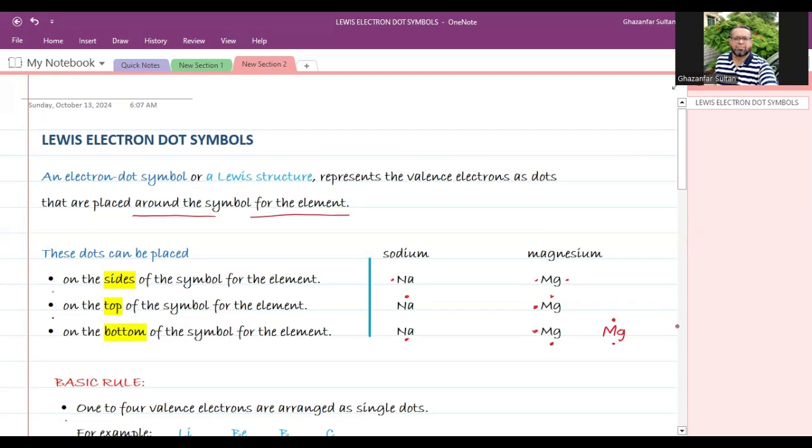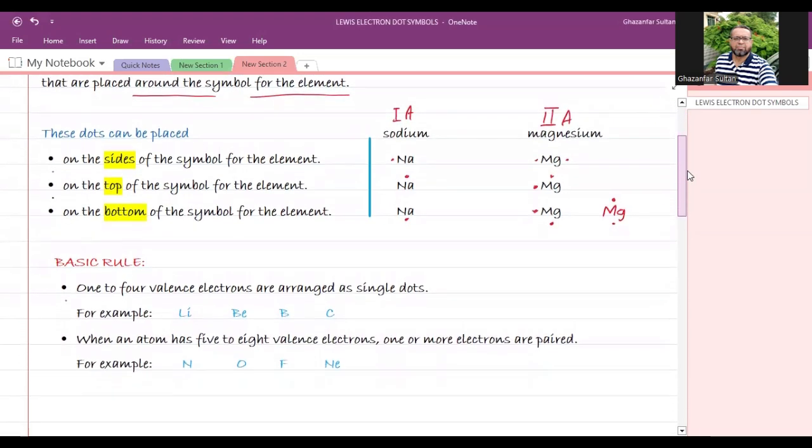If an element belongs to group 1 or 1A, so definitely it has one valence electron. If an element belongs to group 2, then it has two valence electrons. So this is the way how to write the electron dot symbols for elements. Now see for other elements as well. For the other elements, we should follow some rules.